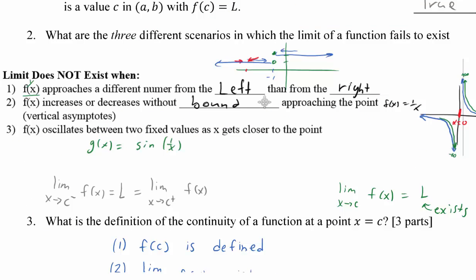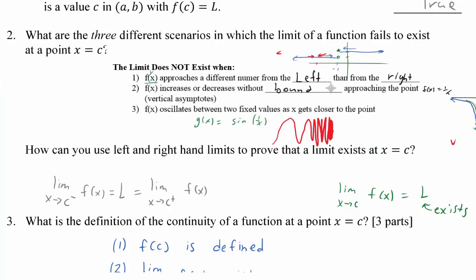Number 2, what are 3 different scenarios in which the limit of a function fails to exist? The first one being f of x approaches a different number from the left than from the right. So if we approach a different y value from the left and from the right, it fails to exist. Number 2, f of x increases or decreases without bound. If at a point x equals 0, we have a vertical asymptote, the limit also fails to exist. And f of x oscillates between 2 fixed values as x gets closer to a point. So as we get closer and closer to the point, we oscillate, and we're not converging to one single y value, in which case the limit will not exist at whatever that x value is.